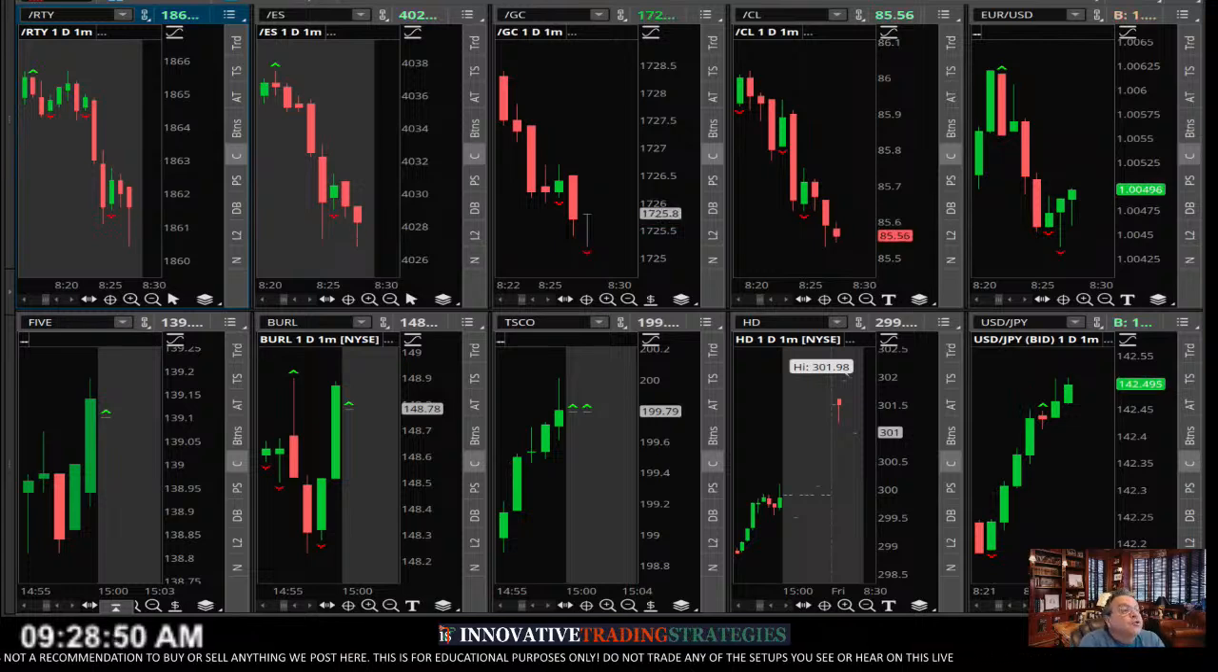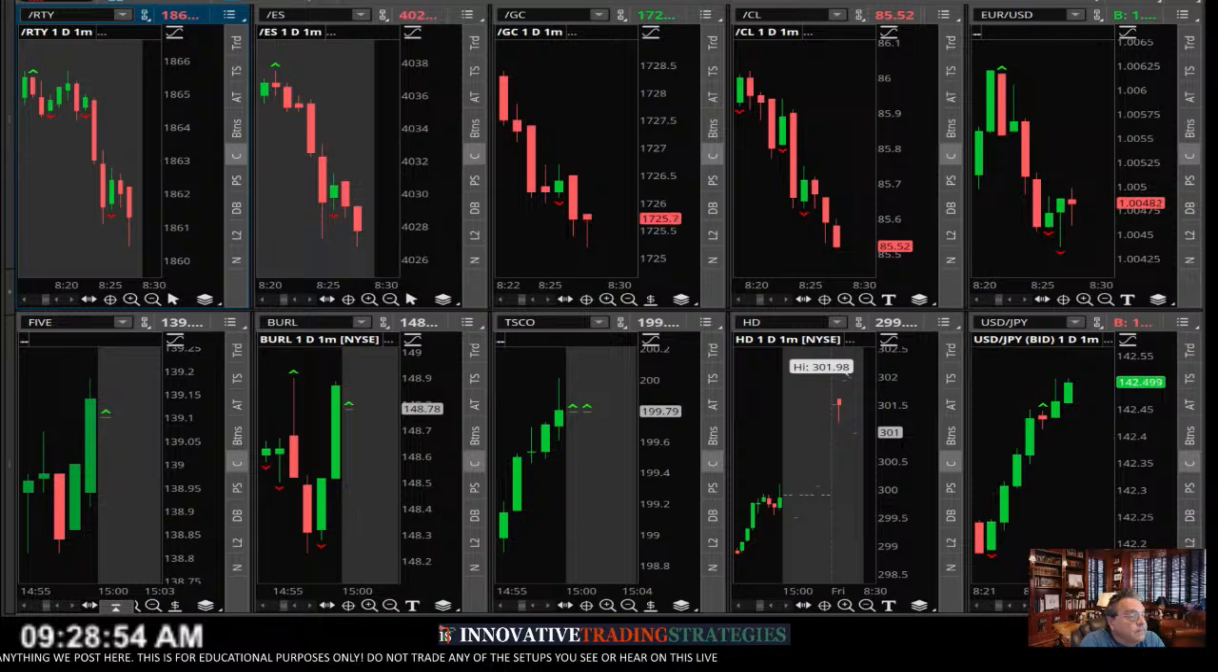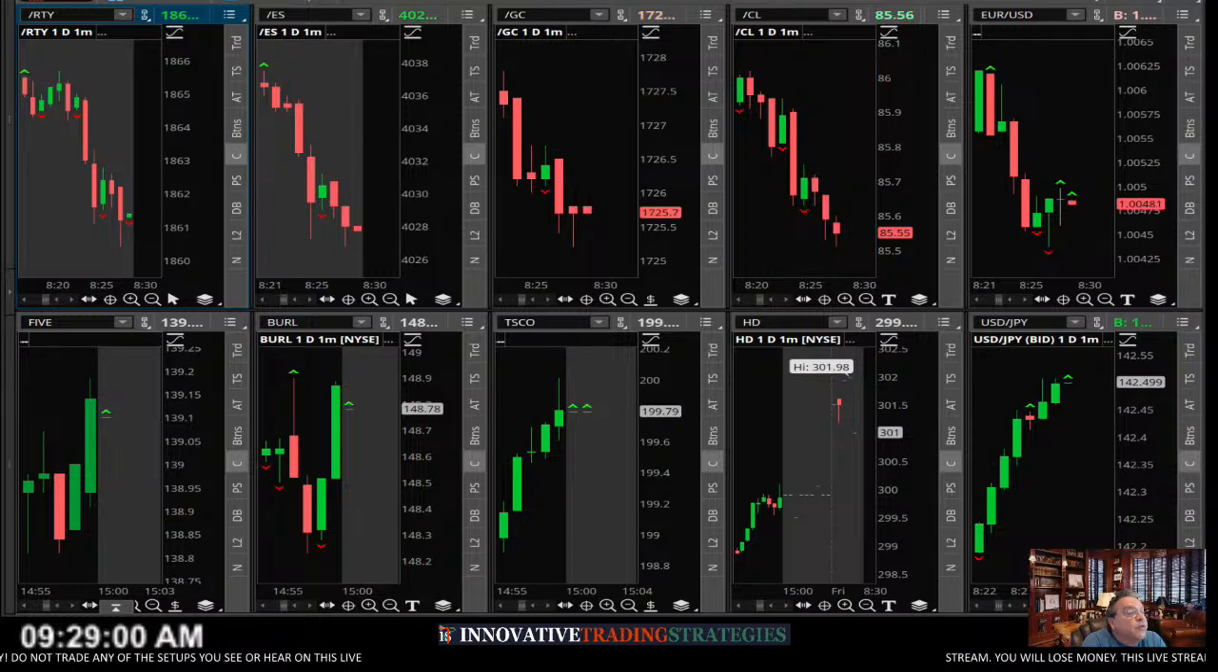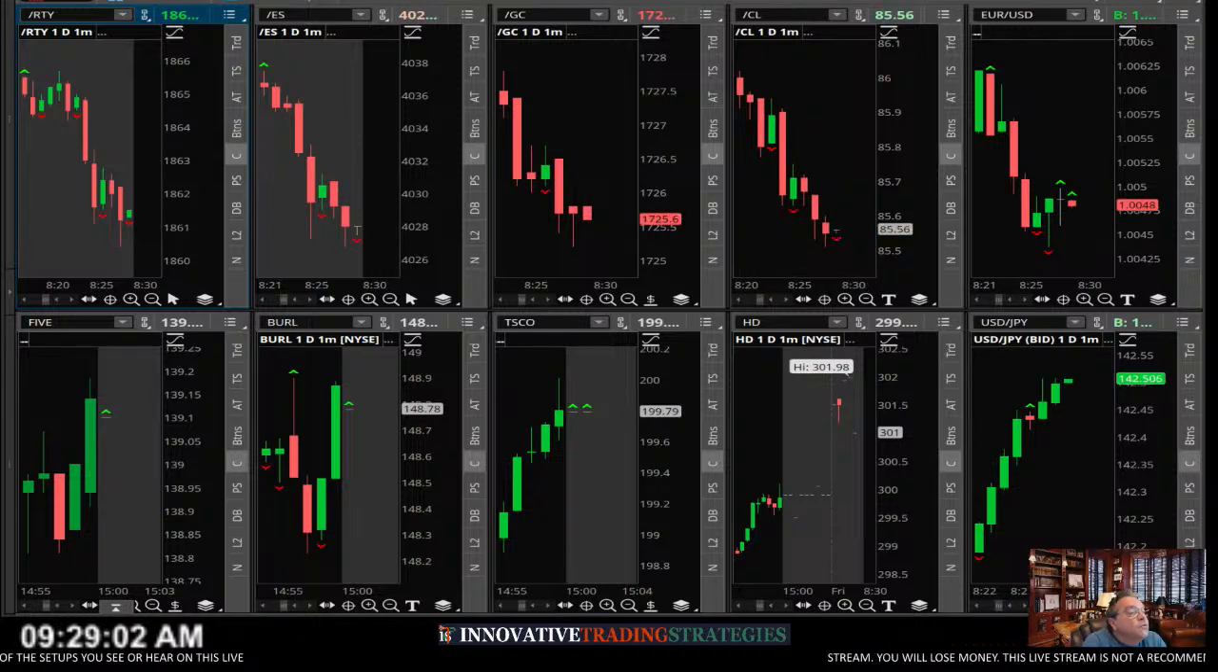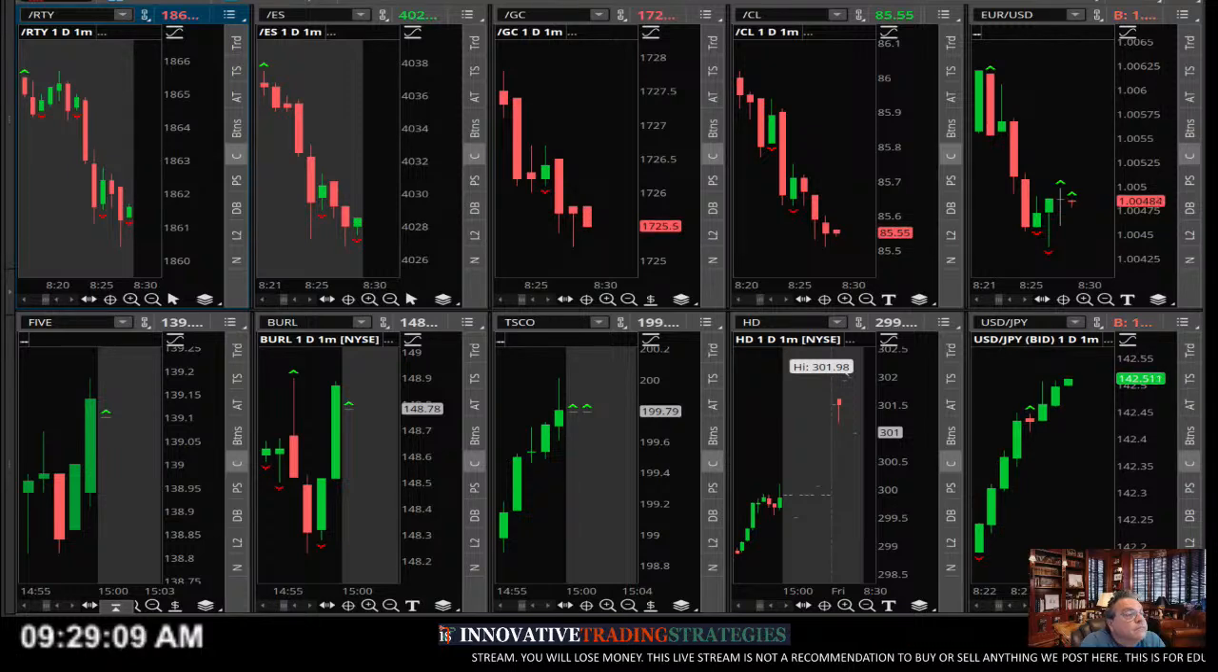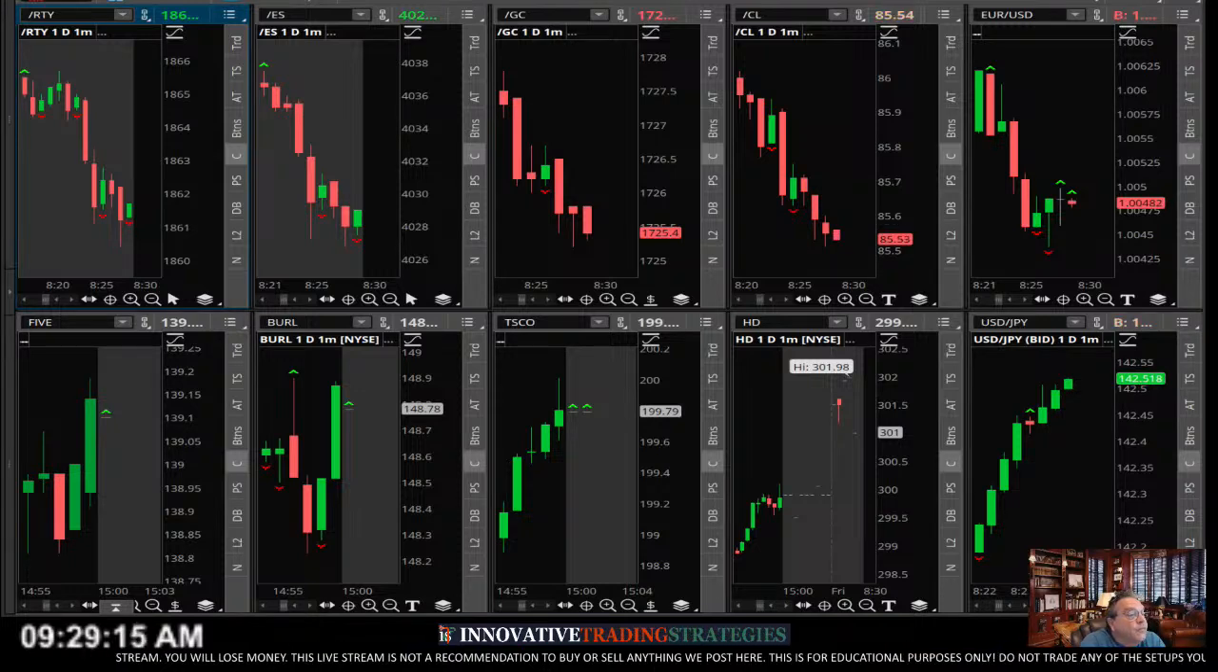Okay, actually, we are getting a short now on the E-mini S&P 500. Let's take a look at that. I have a short on the E-mini S&P 500 with a target of 40.22. And we have less than a minute to go for the opening bell.